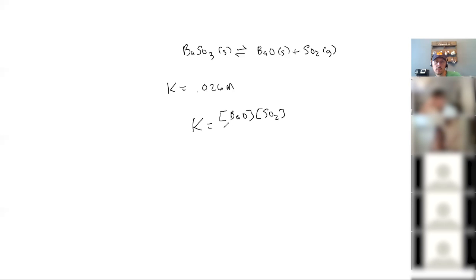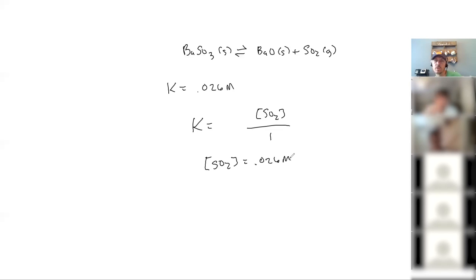Well, you wouldn't count the BaO because it's a solid. Okay, that's a good point. Why wouldn't I count that, Joshua? Because it's a solid. So what goes on the bottom of my equation? Nothing, right? Because we don't include solids there either. So K is just the concentration of SO2 over 1. So if the concentration of SO2 over 1 is equal to 0.026, then the concentration of SO2 is equal to 0.026, right?